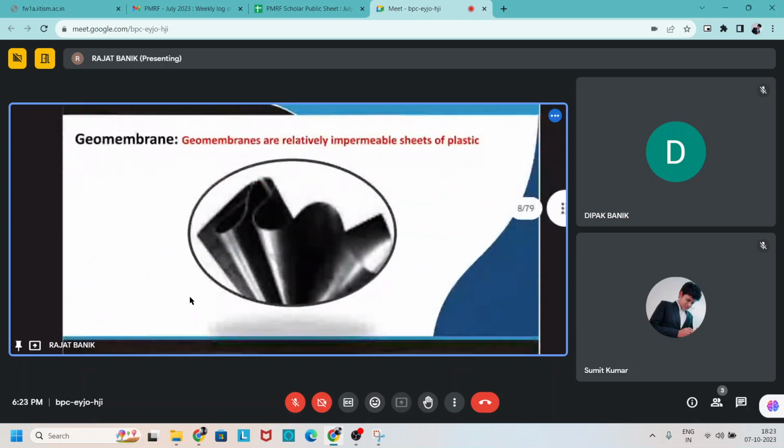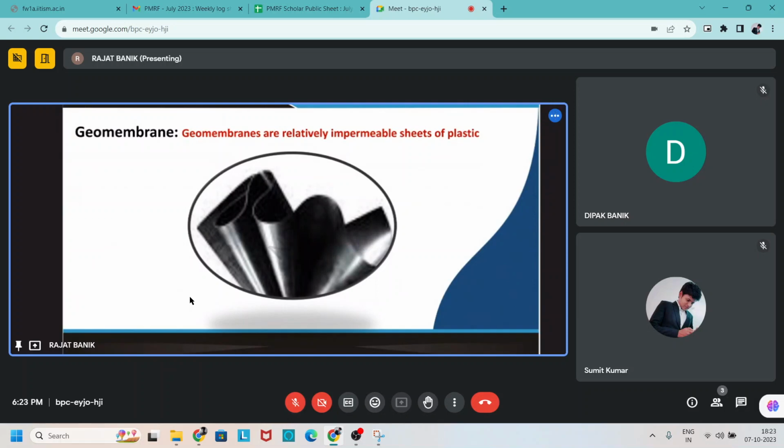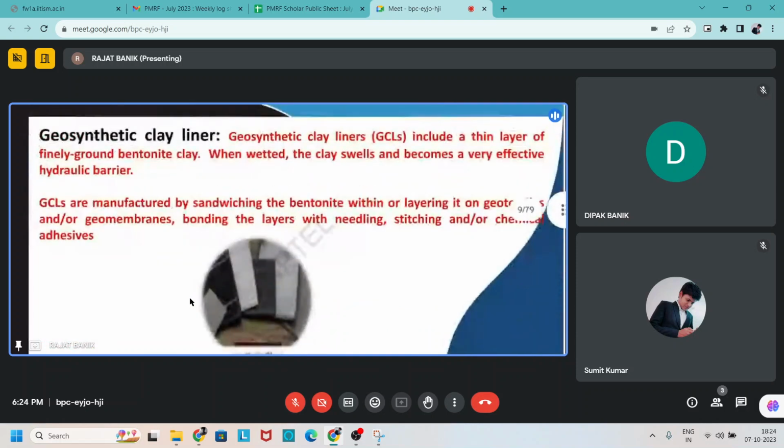Then geomembrane. Geomembranes are relatively impermeable sheets of plastic. This geomembrane is mostly used for the separation of two liquids, or in waste management to separate the waste material from the ground. We can prevent infiltration of waste material or liquid into the ground by applying this geomembrane. Then another one is geosynthetic clay liner.